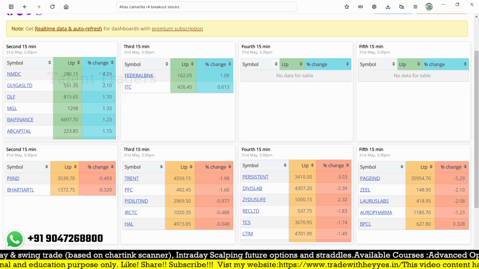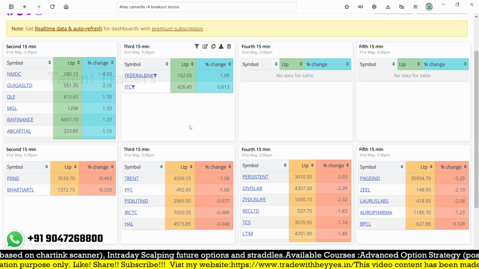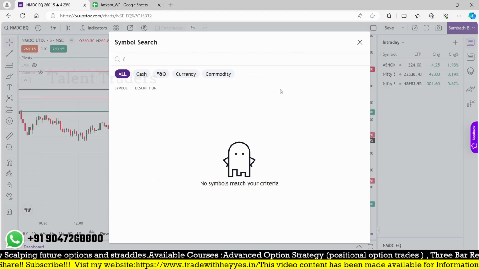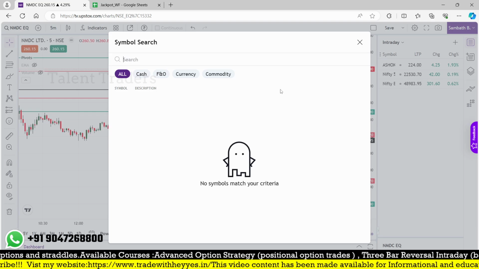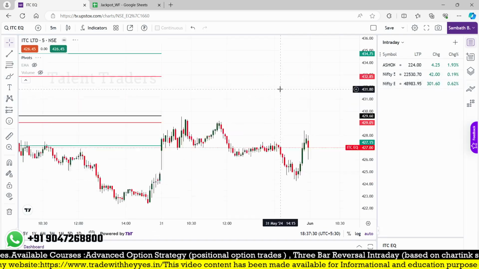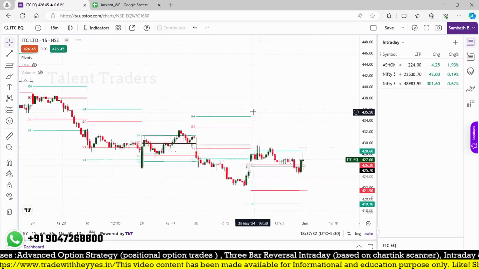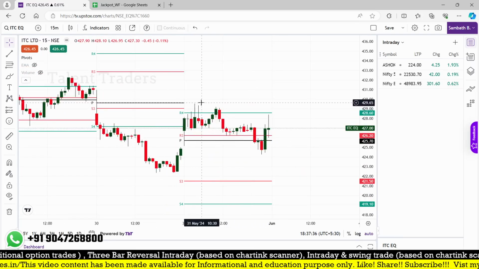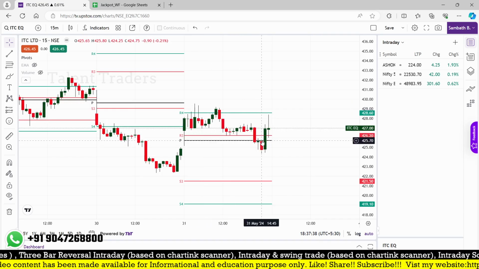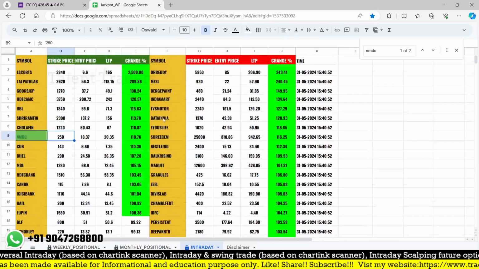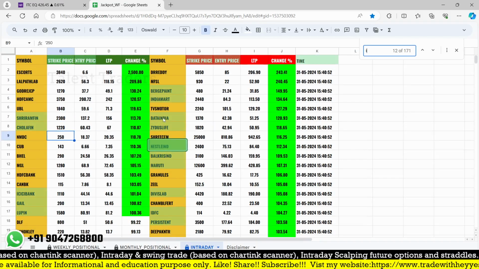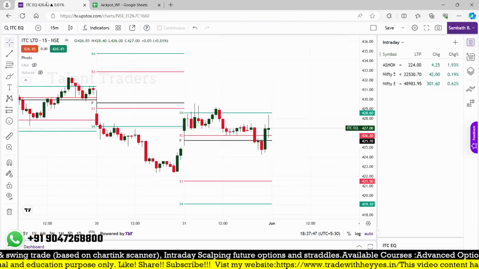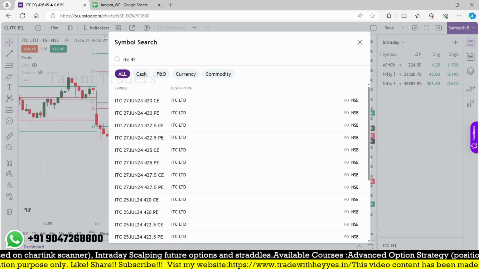But here is exactly the stock which gave you the breakout. For example, ITC and Federal Bank gave you the breakout on the third candle. ITC on the 15 minutes time frame, the breakout on the third candle at 9:45. After that there was a slight move and then it came down to trigger your stop loss. But whether it triggers on the option side is a question. In the Google Sheet we are directly filtering out options, for example the 25 call option of ITC.